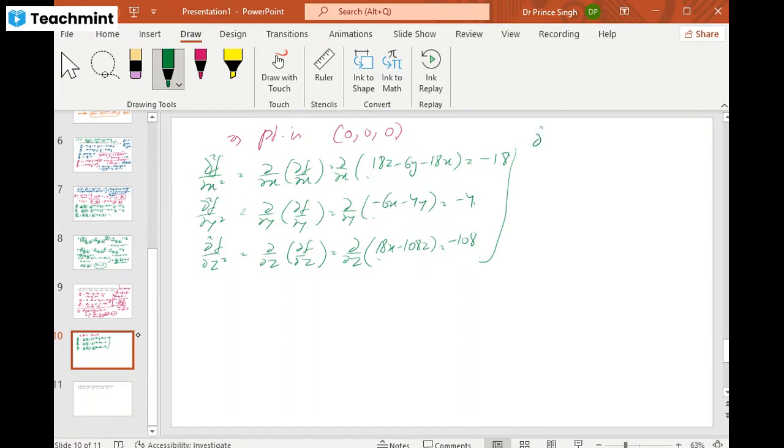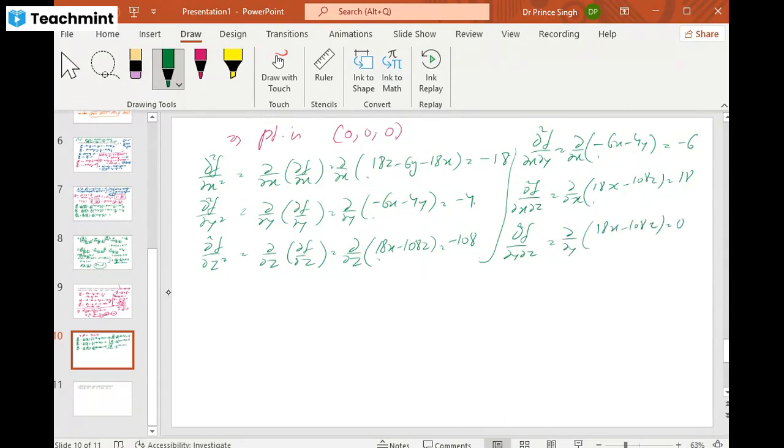Now we are going to calculate the mixed derivatives. ∂f/∂y is −6x − 4y, and its derivative with respect to x is −6. ∂²f/∂x∂z: ∂/∂x of (18x − 108z) is 18. And ∂²f/∂y∂z: ∂/∂y of (18x − 108z) is 0.